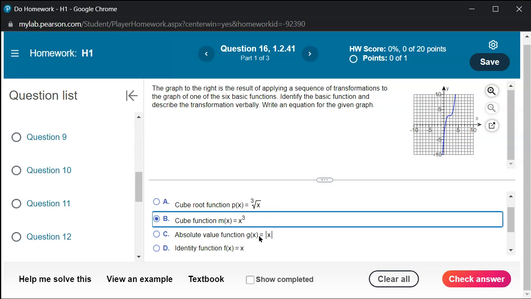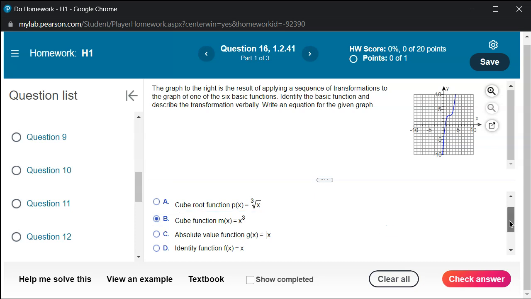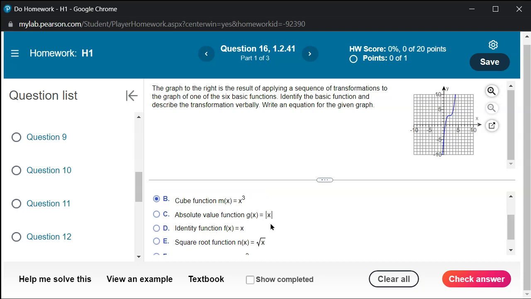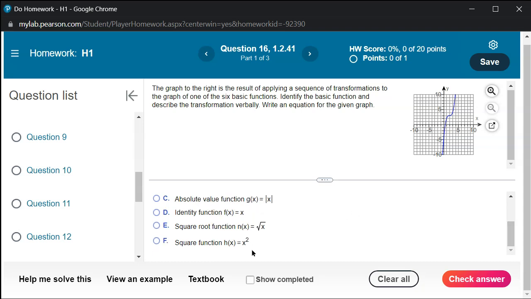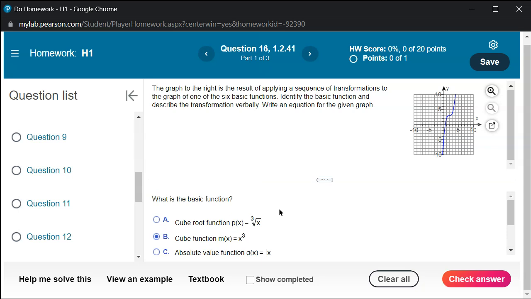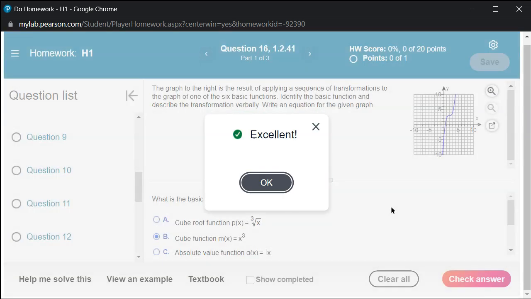The absolute value function is going to have the letter V shape, and x is just going to be a linear function, a straight line. The square root of x is going to have a graph only on the positive side, and x squared is a parabola. So the answer is going to be B, since it has this S shape here. Let's check the answer. So we got that.